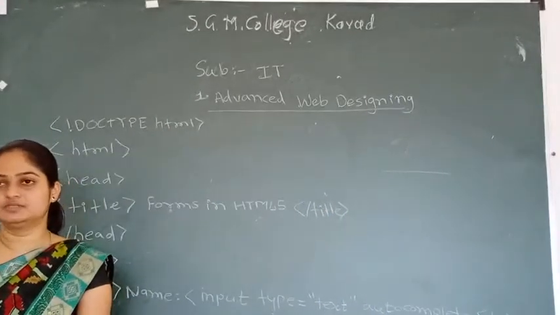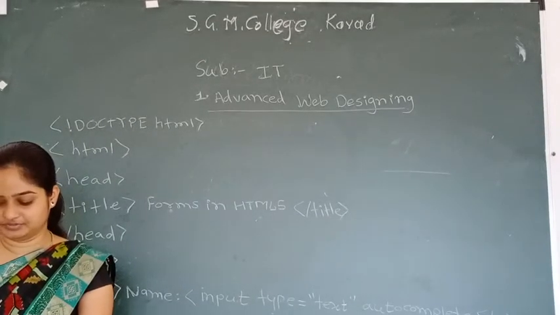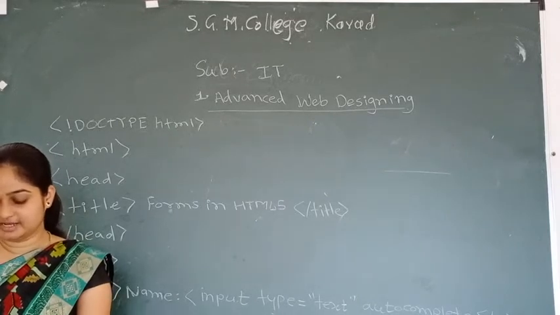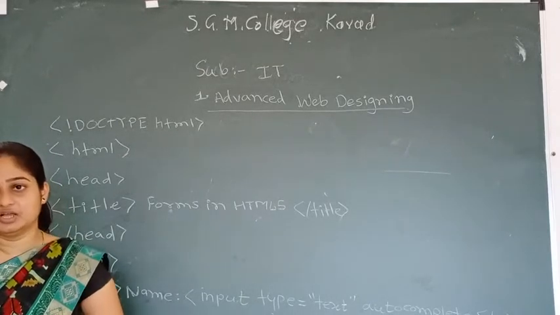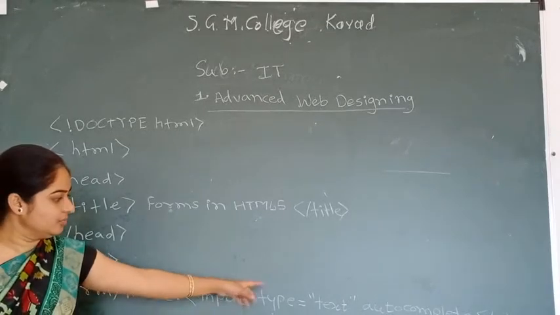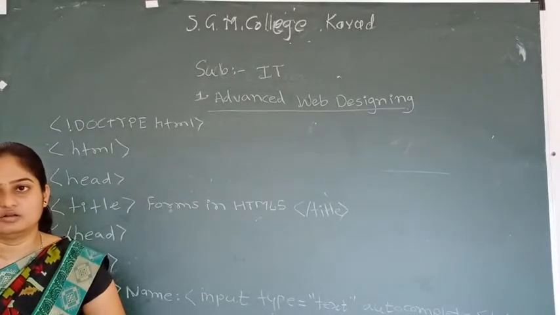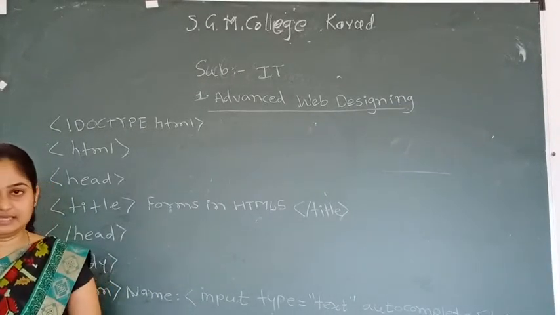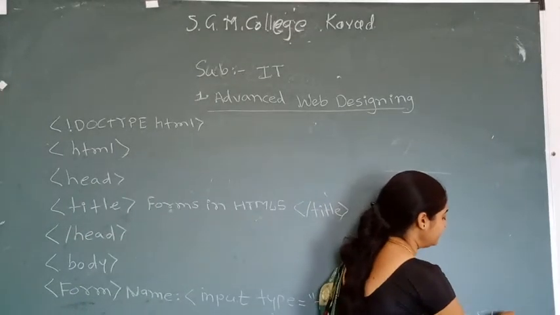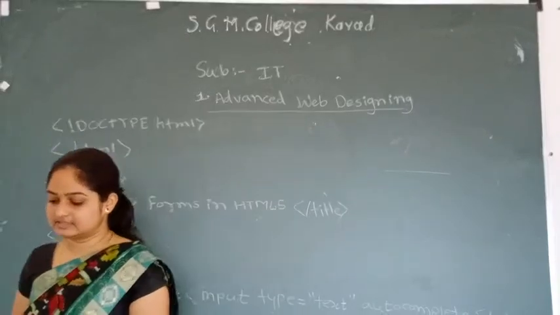Here you can use the autocomplete attribute. It specifies whether a form or an input field should have autocomplete on or off. Then you can use br. The br tag means break a line, so the user goes to the next line.